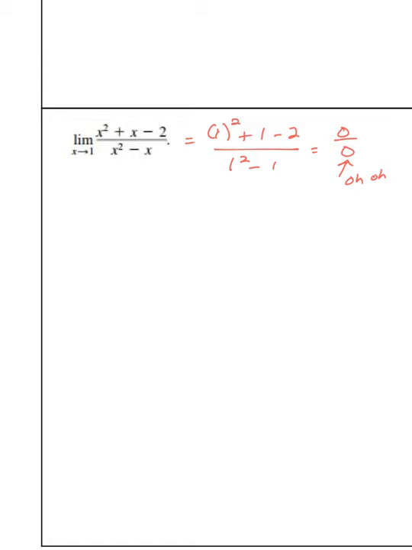So if substitution doesn't work, the next thing that I might try, especially on a rational function, is can I simplify this rational function? So let's go ahead and factor the top of the function. Let's go ahead and factor the bottom of the function. And hey, look at that. There's actually a hole at x equals 1.